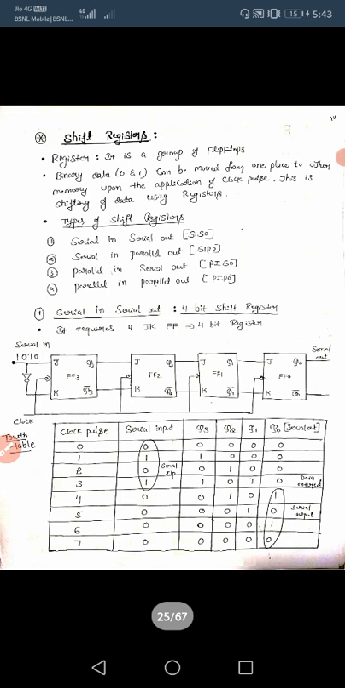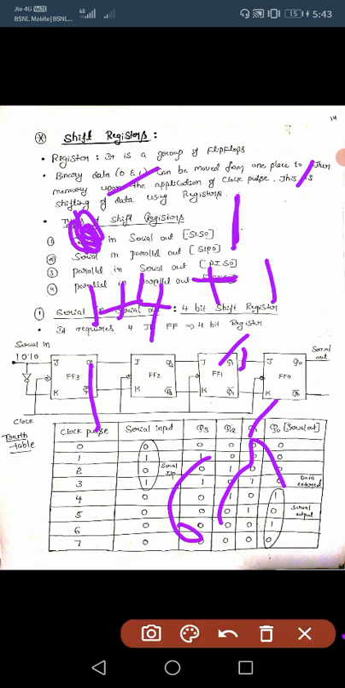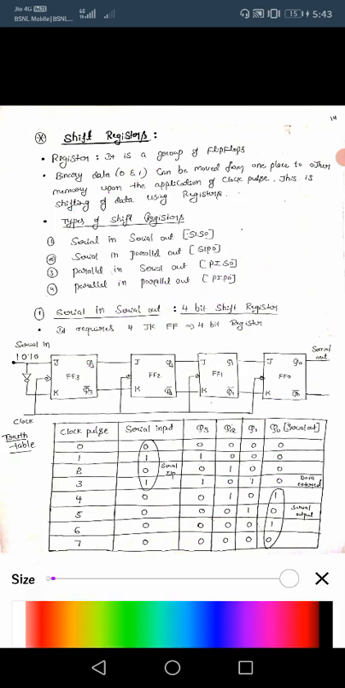Next question. With the help of neat diagram, explain the working of a shift register. Okay, so a 4-bit shift register using JK flip-flop. So this is what the question is. They have asked it for how many marks? They have asked it for 6 marks. So you should write it for 6 marks.